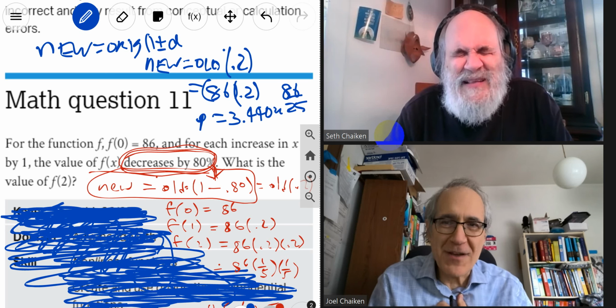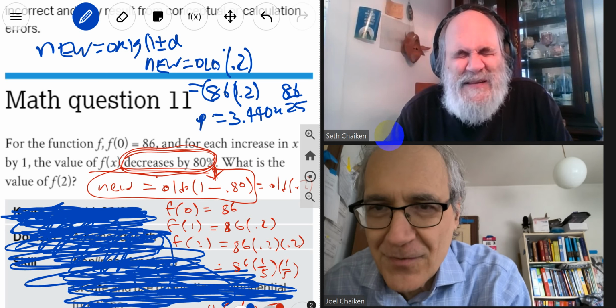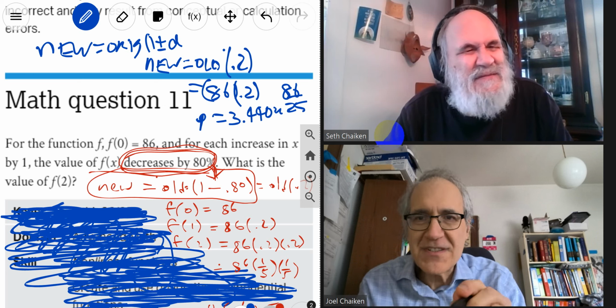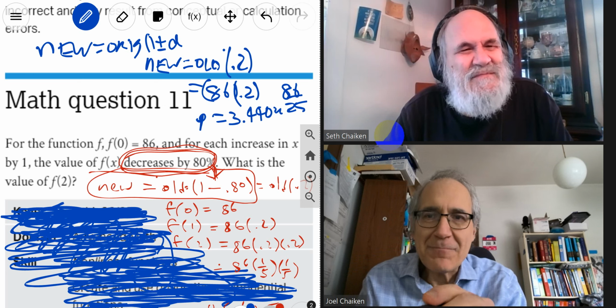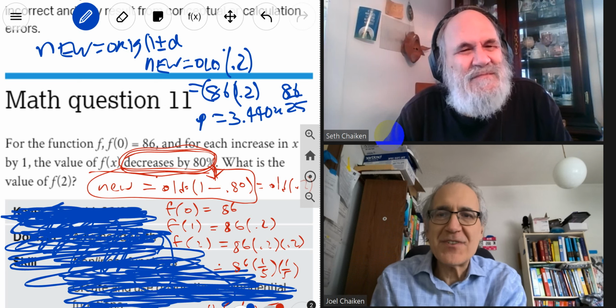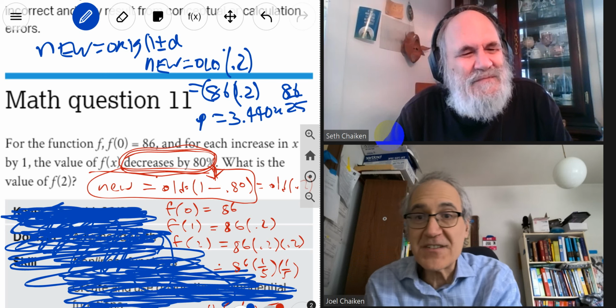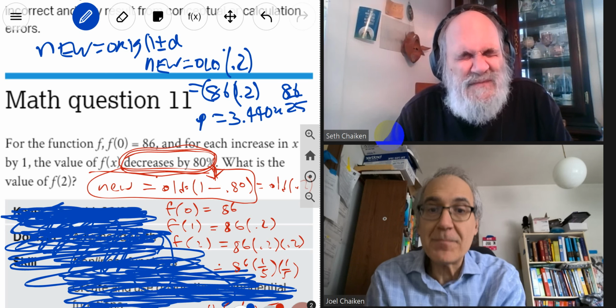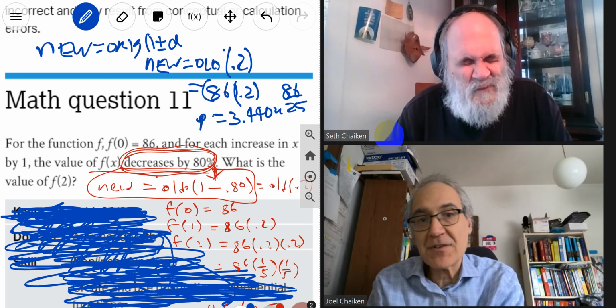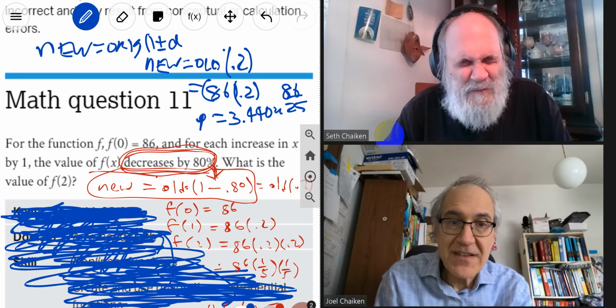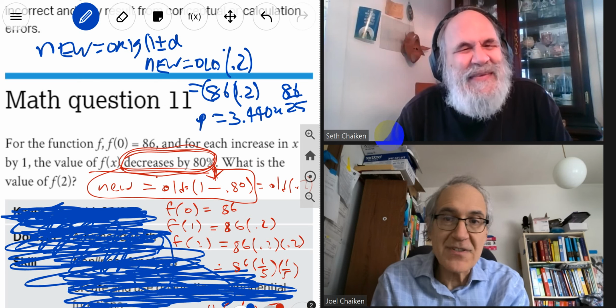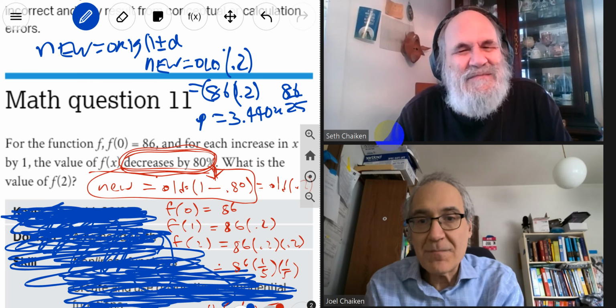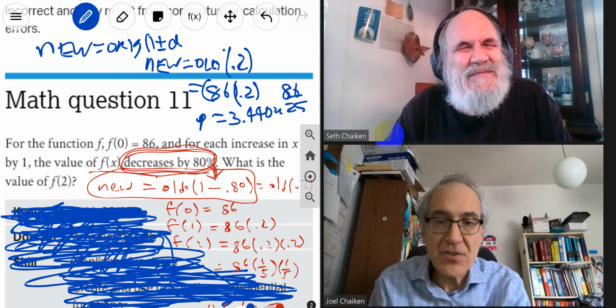Now, why do I do plus or minus? Because you have to decide: does the percent make the number go up, or does it make the number go down? If the percent makes the number go down, it's a decrease. Use a negative sign, and it's 1 minus 0.8, which is 0.2.